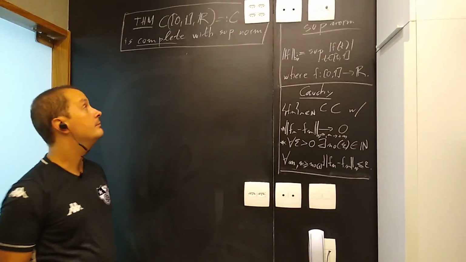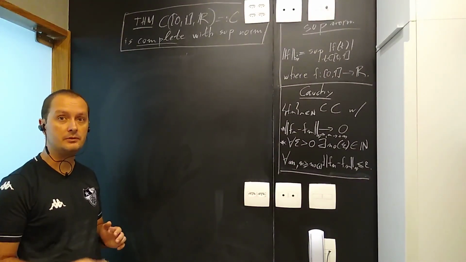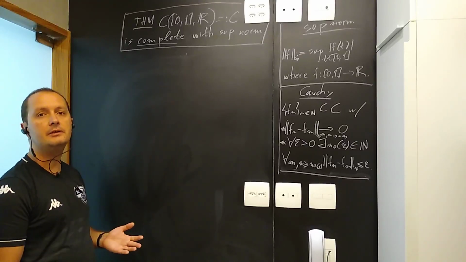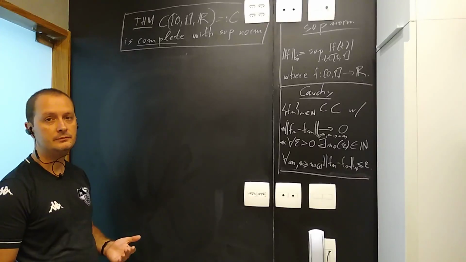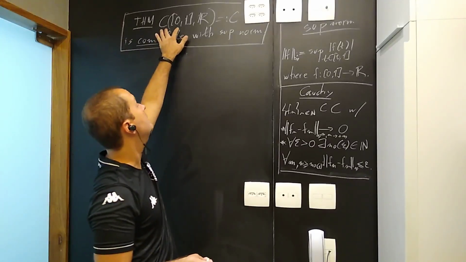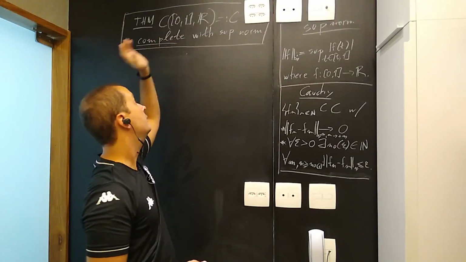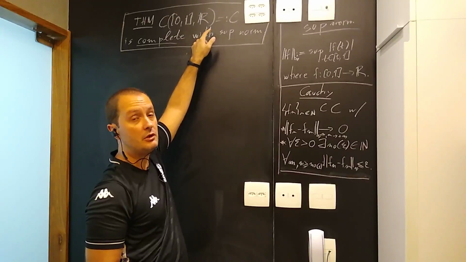So today's theorem is that the space of continuous functions from the unit interval [0, 1] to the real line is a complete space with the sup norm. What does it actually mean? Okay, first of all, recall what this is. This is just the set of continuous functions with domain [0, 1] and range R.